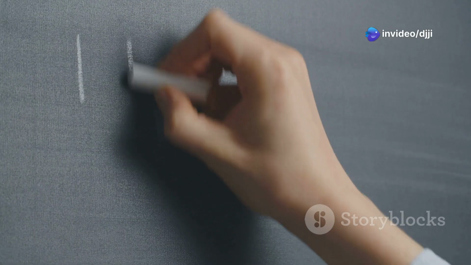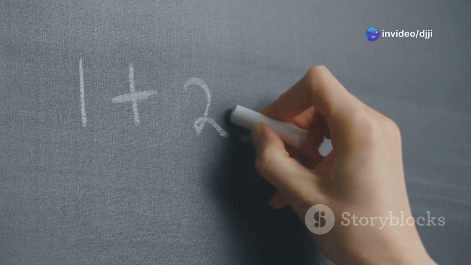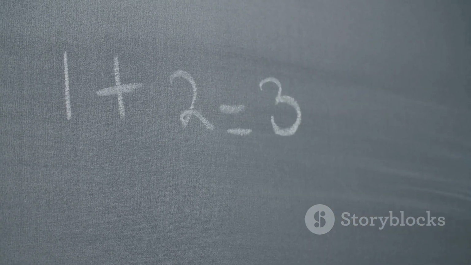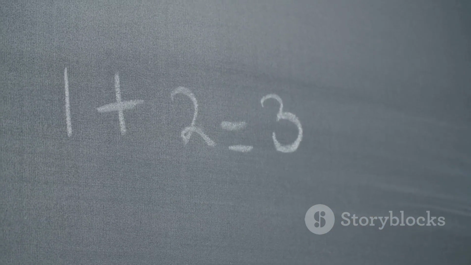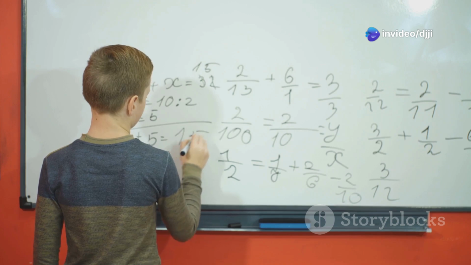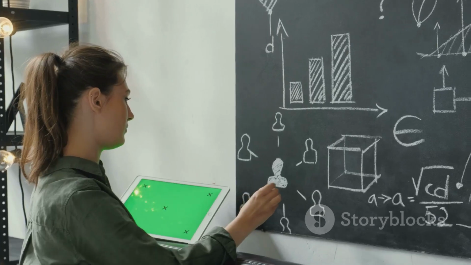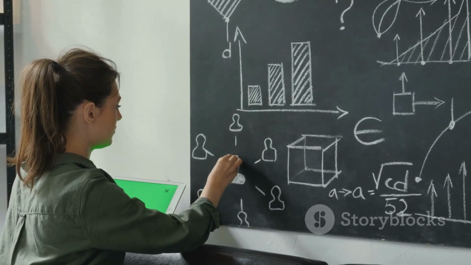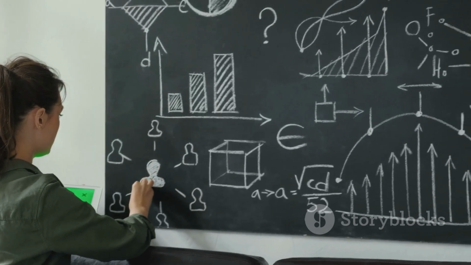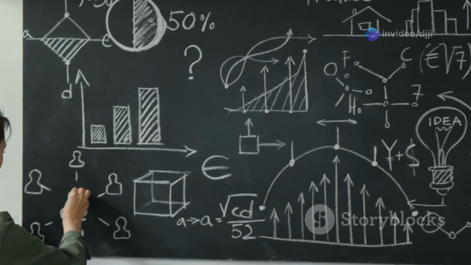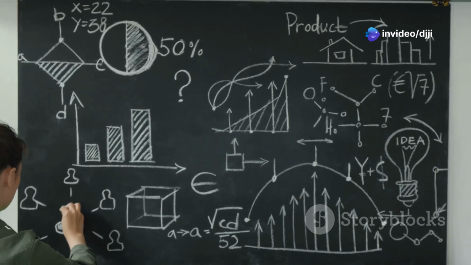For example, to multiply a monomial by a binomial, such as a times the quantity b plus c, we distribute the a to both terms inside the parentheses, a times b plus a times c, resulting in ab plus ac. Similarly, when multiplying binomials, we apply the distributive property twice. We distribute the first term of the first binomial to both terms of the second binomial, and then distribute the second term of the first binomial to both terms of the second binomial.